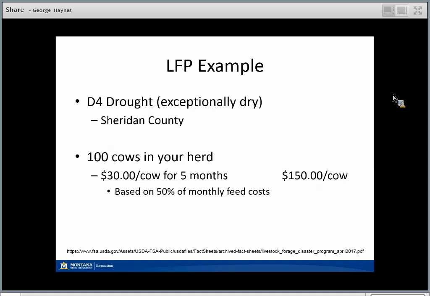Well, you're going to get this drought payment, and my number's going to be pretty close here. I worked off of some numbers that I have, but you can essentially get about $30 a cow for 5 months. You're going to get the maximum amount that this program pays. The amount is based on 50% of whatever the monthly feed costs are. It's kind of interesting, the formulas I use to come up with this are really based on corn rather than the things we grow here in Montana. But at any rate, 50% of monthly feed costs turns out to be about $30 a cow. You get that for 5 months, so you're going to get $150 a cow.